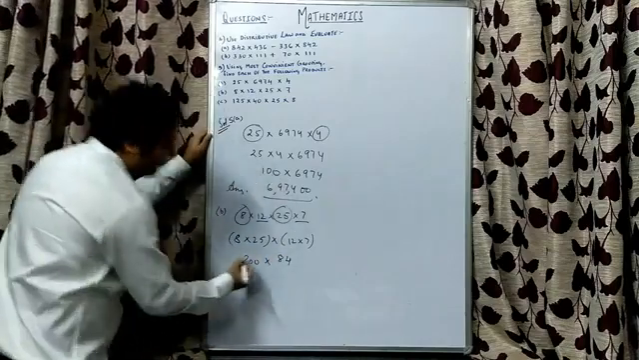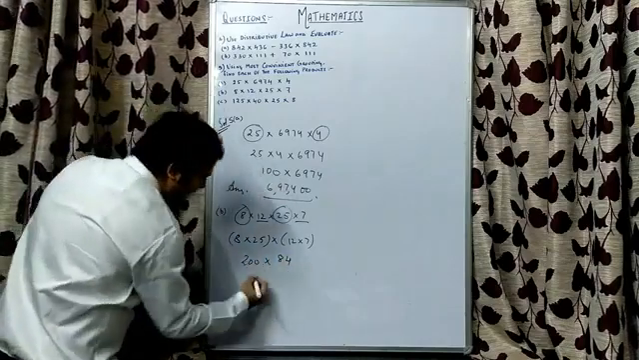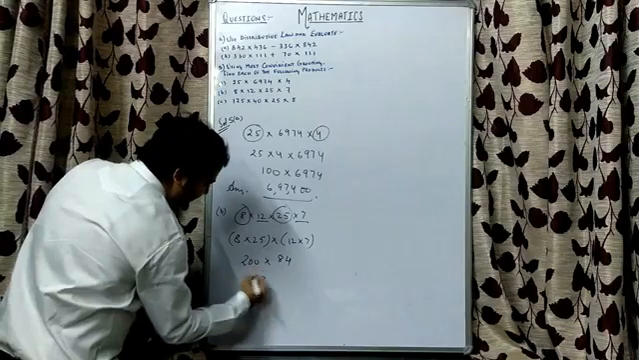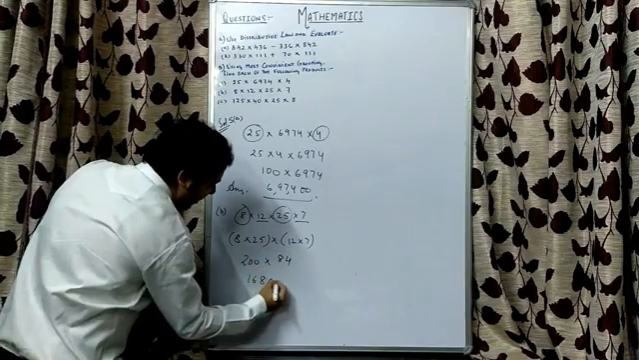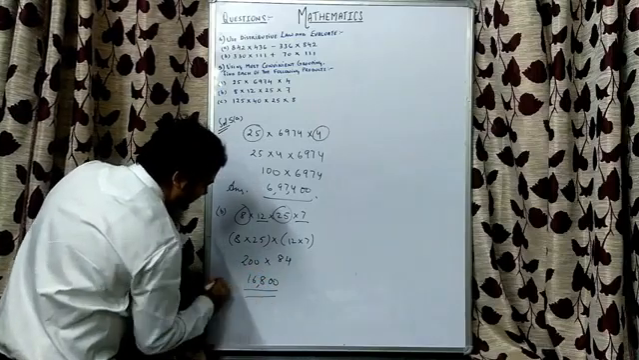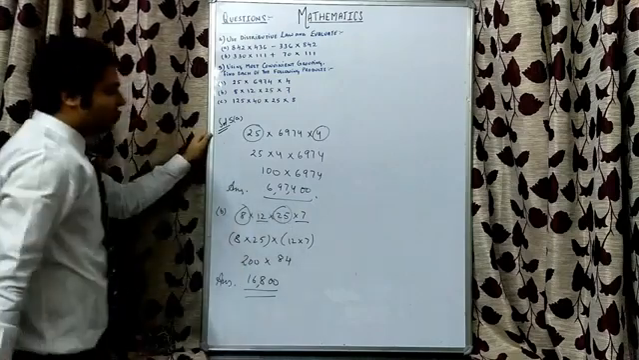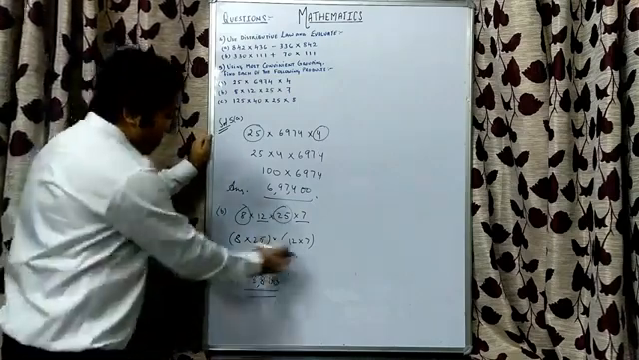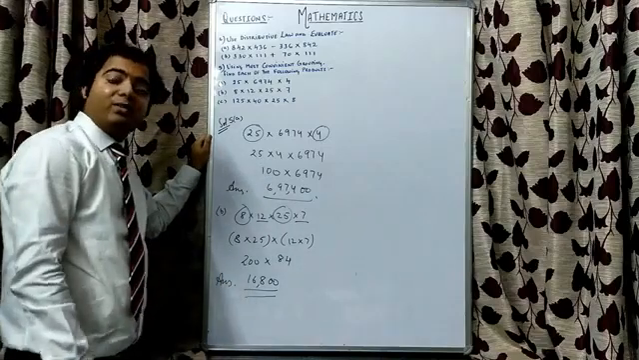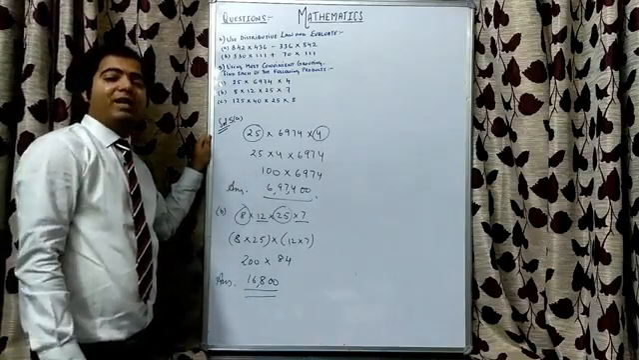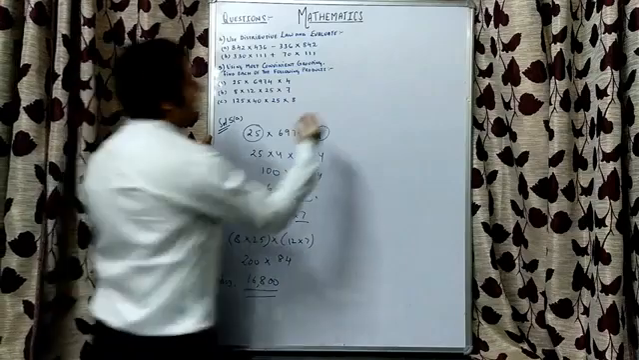Now 200 into 84, what you can do is 2 into 84 will give me 168 followed by 2 zeros. So the answer will be 16800. Right? We have done the grouping in such a way so that our calculation part has become very easy. Now part 5C.